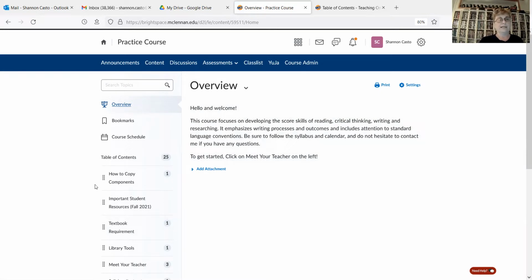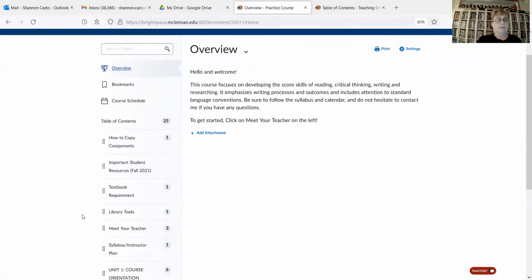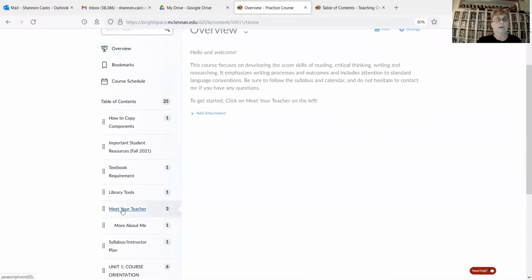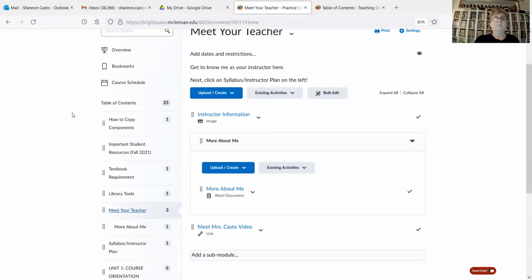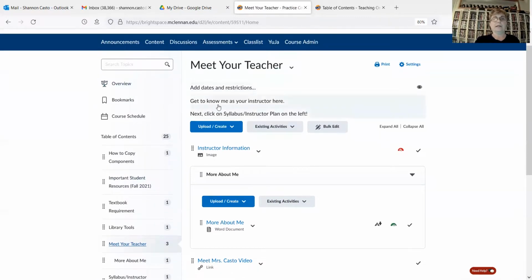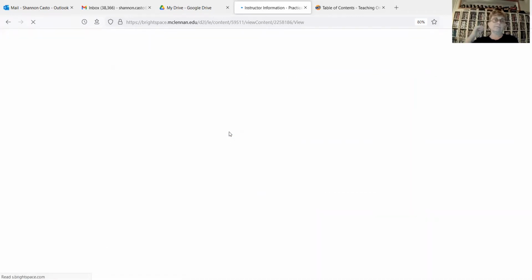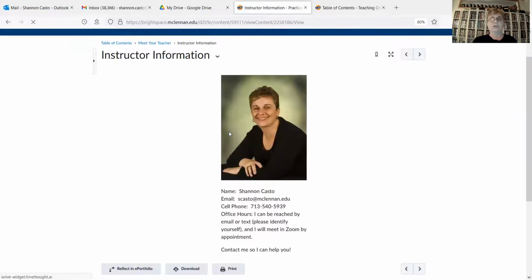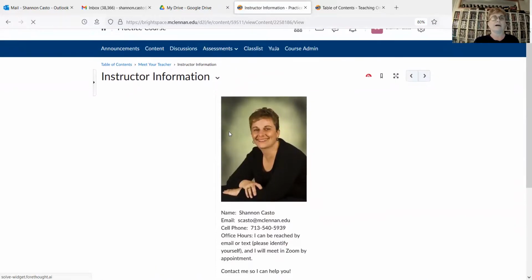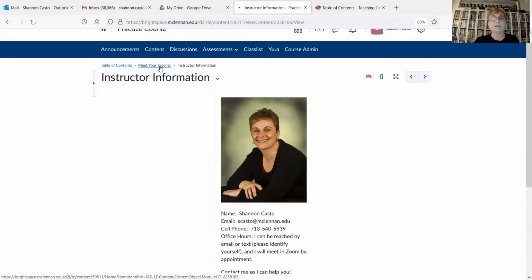Some of these things I left that were already in the course shell, just because I thought they were good resources and they looked good. If you come down to meet your teacher, I have get to know me as your instructor here. After this, it says next, click on syllabus and instructor plan. In this little module about meet your teacher, we have instructor information, which is that same widget from the beginning, so again, it's an easy place to find how to reach me and who I am.